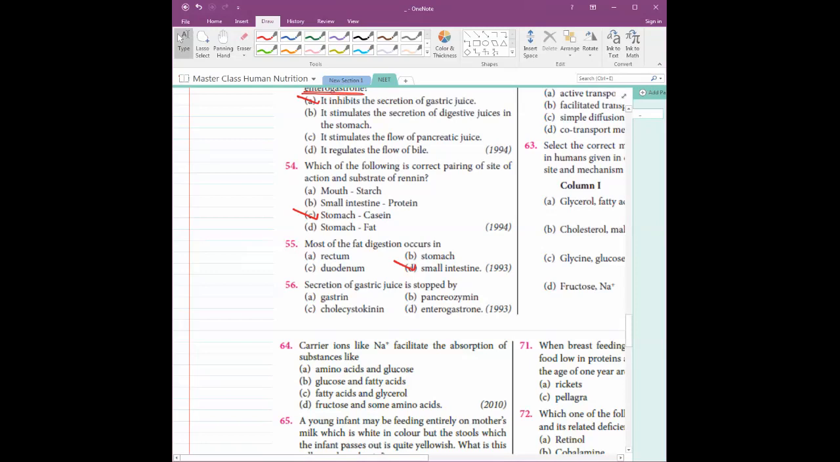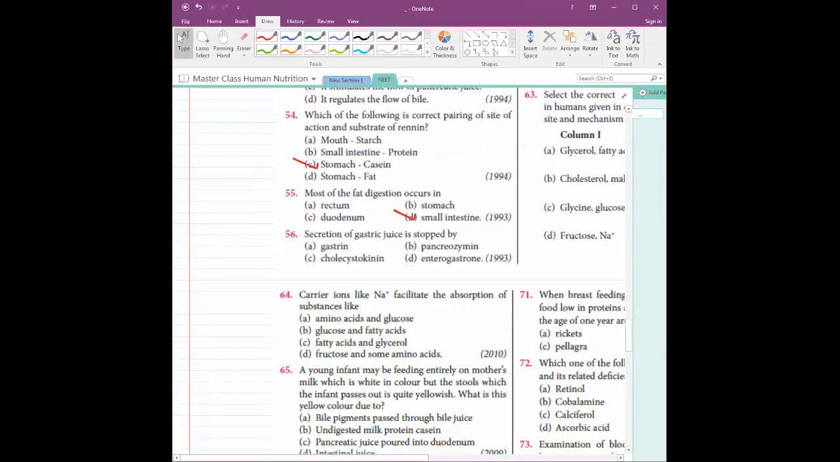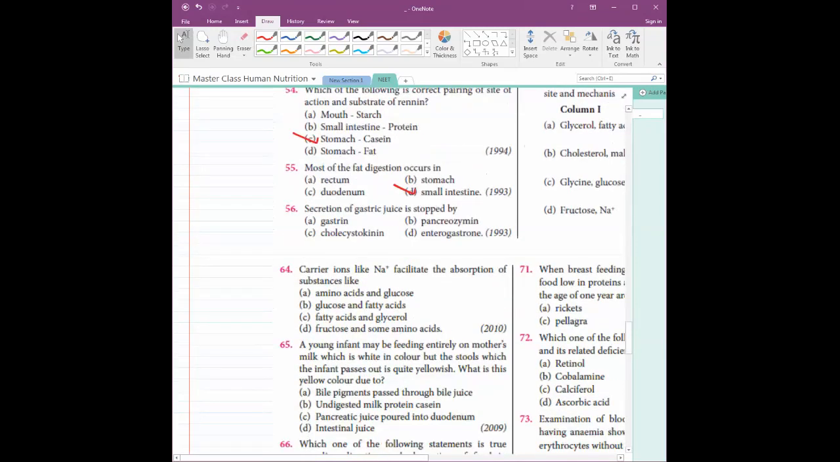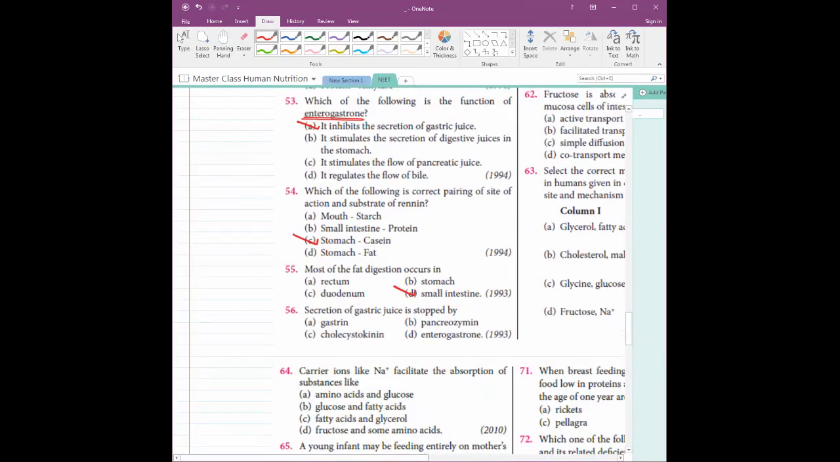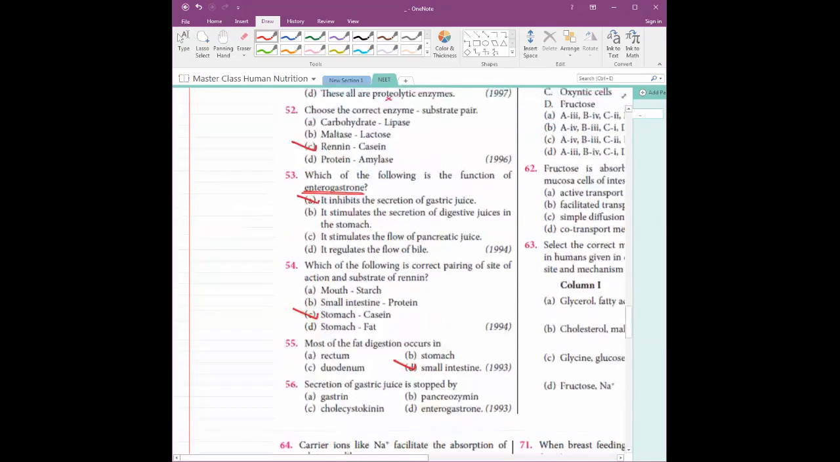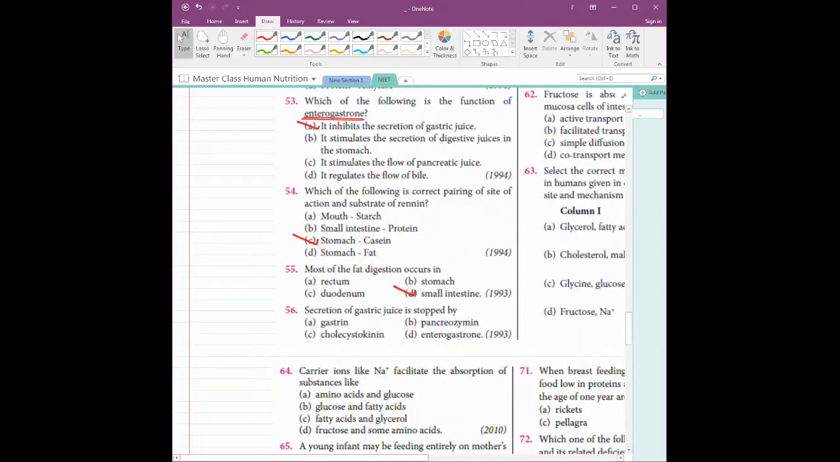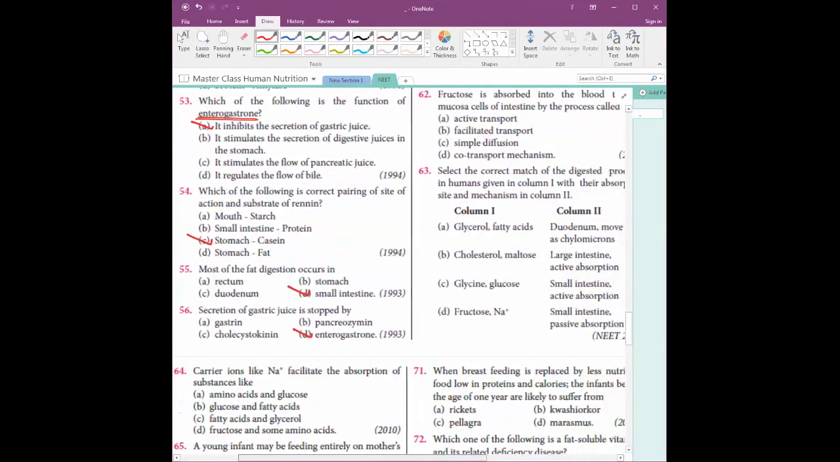Okay. Next one. Secretion of gastric juice is stopped by. Very simple. We spoke of it just now. It is going to be enterogastron or GIP.